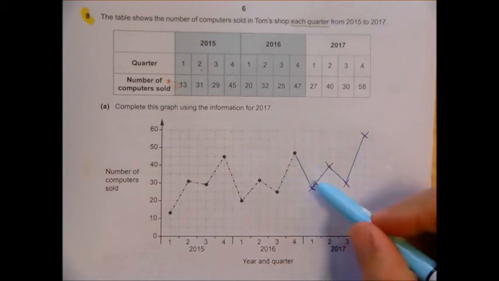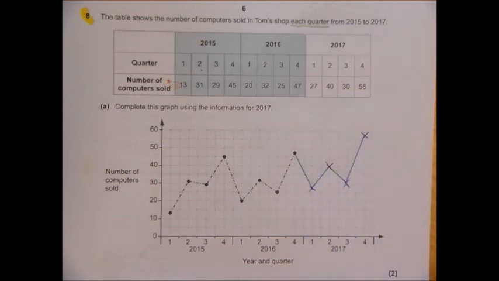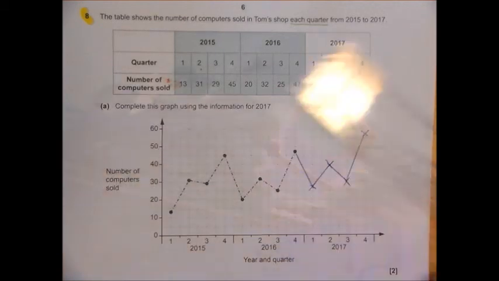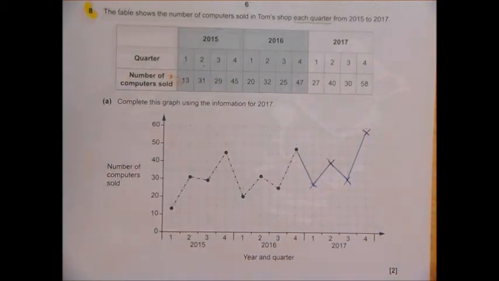You do need to connect the lines up afterwards. Don't forget, again, your trusty ruler. Make sure no sloppy maths here, please.